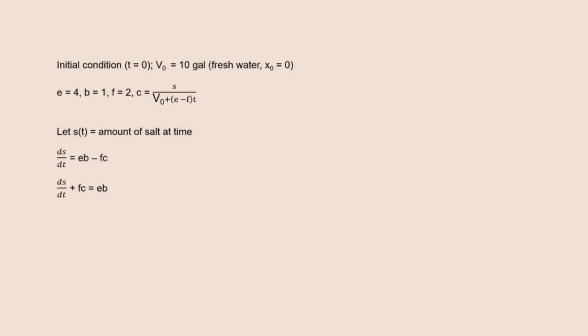Then we substitute it and we get dS over dt plus FC equal to EB. Okay, so next, from the given information, C is equal to S over V0 plus E minus F multiplied by t, we change it into the C in the equation. So we get, based on the given information that we put into the equation, dS over dt plus 1 over 5 plus t multiplied by S equal to 4.